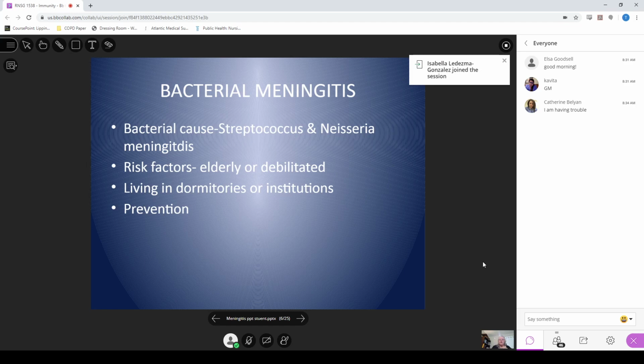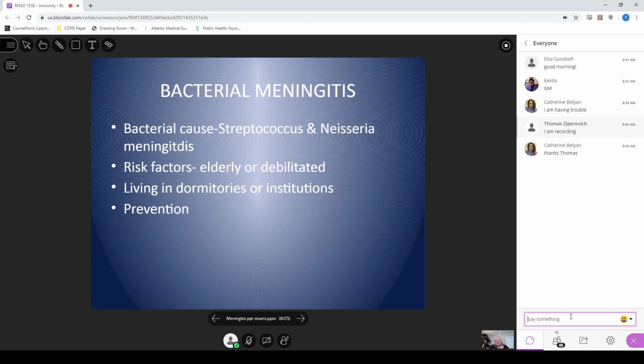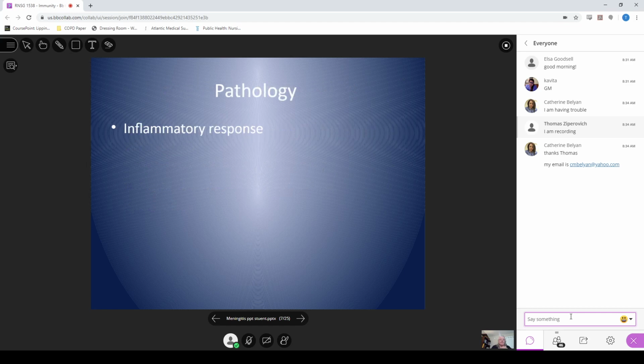So looking at bacterial meningitis, usually Staphylococcus or Neisseria meningitidis. The elderly or debilitated are, again, those patients that are more at risk, and also people living in institutions or dormitories. That is why, as you're going off to college, most of the colleges requested that your meningitis immunization be updated or boosted, okay? Because you are especially living in those dorms, okay?